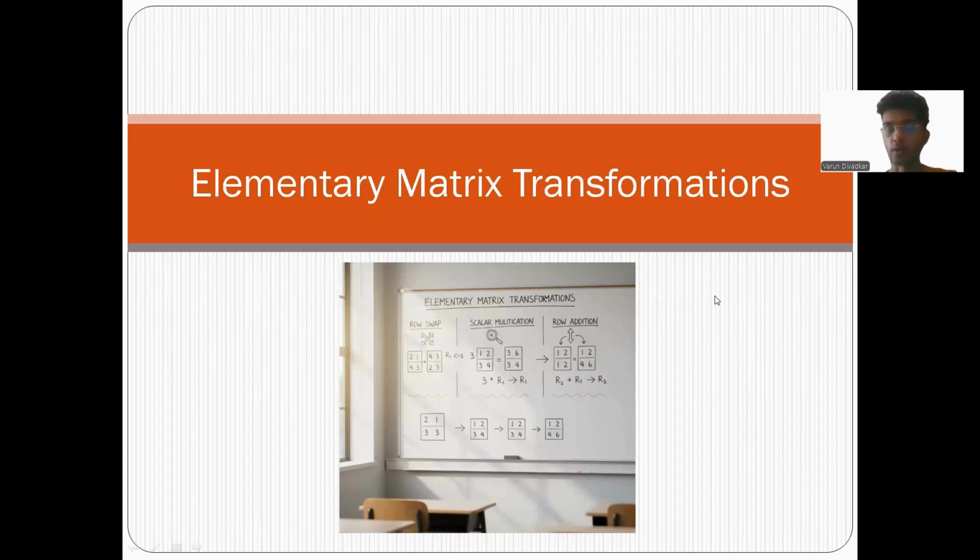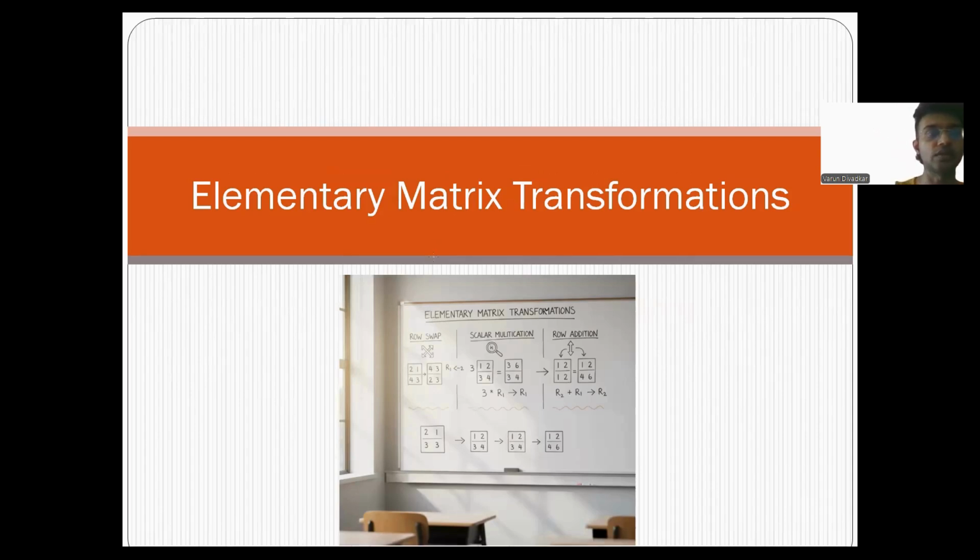Today we're going to talk about an important topic that forms the crux of a method called the Gauss Jordan Elimination method. This elimination method is used extensively to calculate the inverse of a matrix. So let's go to the whiteboard and understand what these matrix transformations are and what they exactly mean.